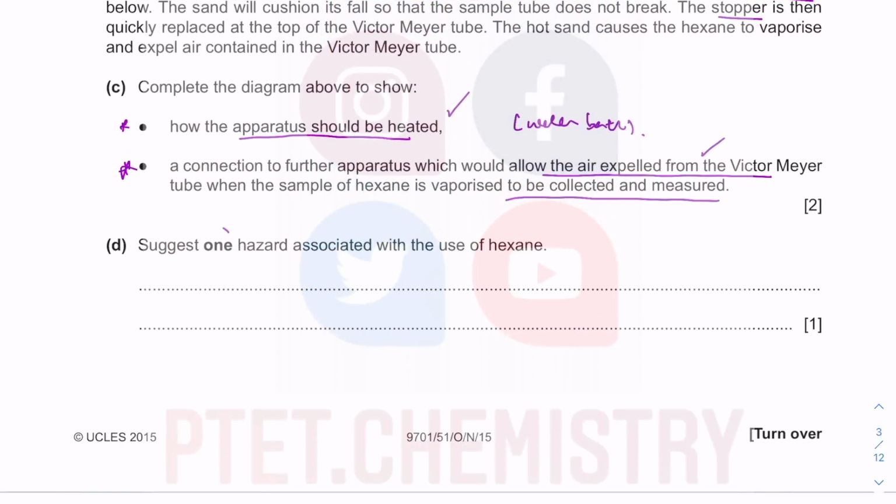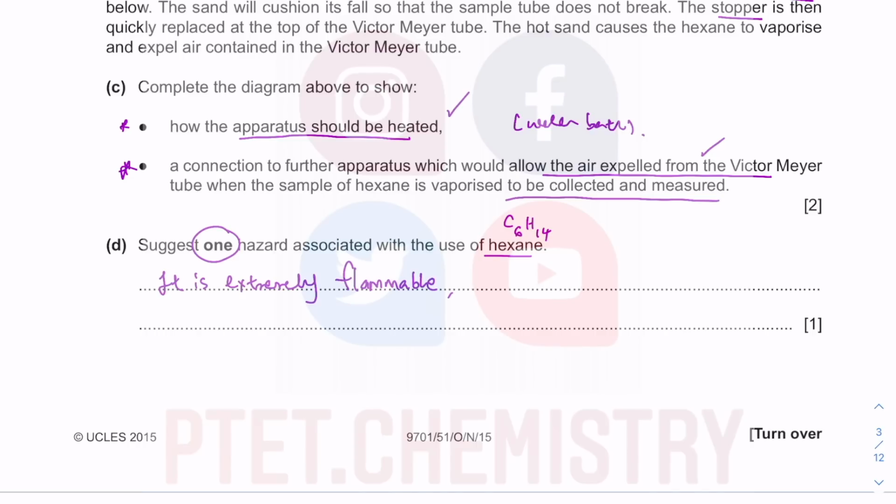Suggest one hazard. So usually with hazard questions, they will give you a table telling you what the hazards associated with it are. But hexane is one of those things, right? It's a petroleum product. It's a hydrocarbon, C6H14. And you should know, as with all petroleum product hydrocarbons, they are extremely flammable. Okay, it is extremely flammable. So you do not put a naked flame near a flammable liquid at all.